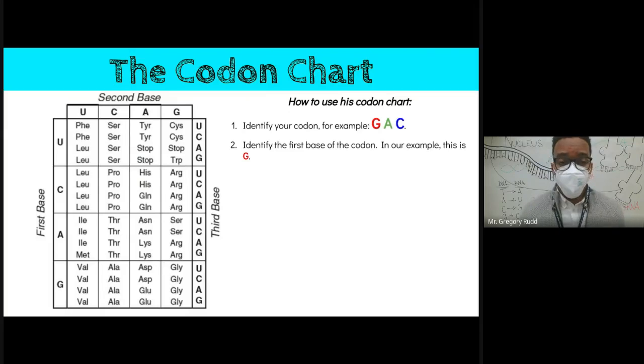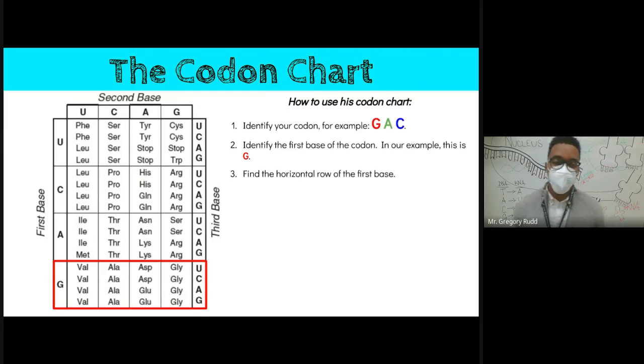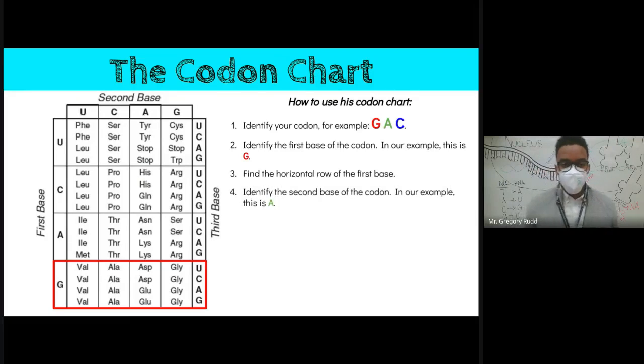So once we've identified that G is the first base, now we should limit what we're looking at. We know that G is the first base, so all we need to look at is the horizontal row of that very first base. Only that row, which I have now highlighted in red on the screen. And now we don't need to pay attention to anything else because G is our first. The second base is A.